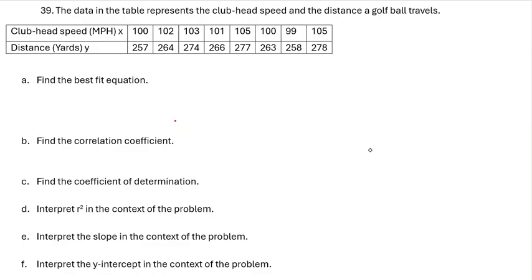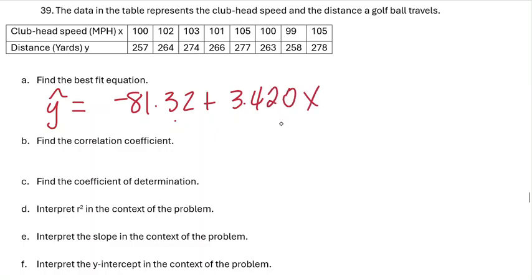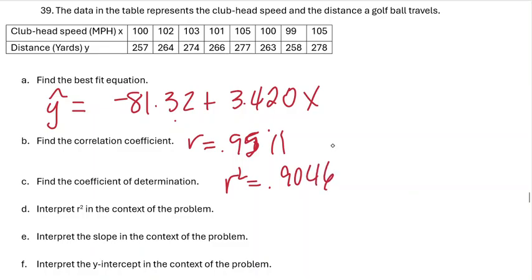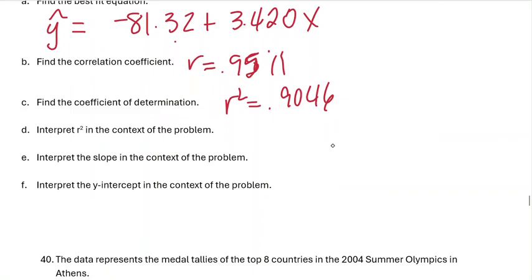And when we do stat calc 8 for the linear regression, we end up getting y hat equals negative 81.32 plus 3.420x. Our R number comes out to be 0.999511, and the coefficient of determination is the R squared number, which is 0.9046. Okay, then it asks us to interpret R squared in the context of the problem.